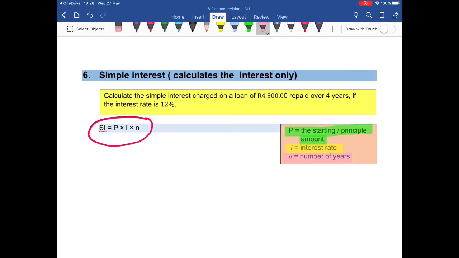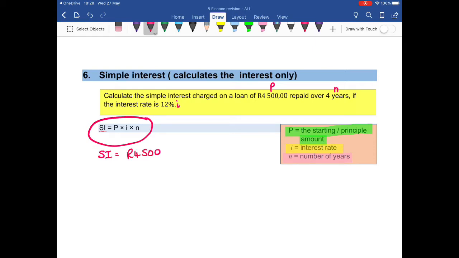So calculate simple interest charged on a loan of $4,500 paid over 4 years if the interest rate is that. Right, so this is going to be my P. 4 years is my time, which is N, and this is my I. So all I'm going to do is substitute into that formula.